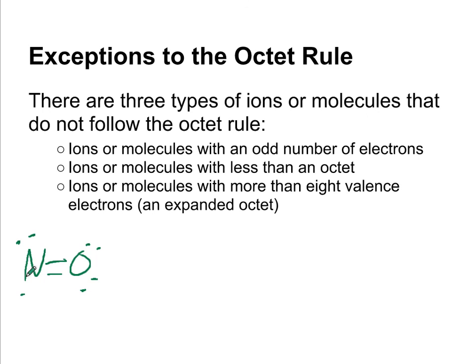Ions or molecules that have less than an octet, like hydrogen, can only have 2 valence electrons. Boron is also a special element. Its maximum valence electrons are 6. So we'd fill out the octet on the fluorines, but this is as full as a boron atom can get.